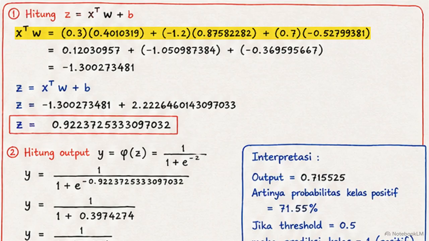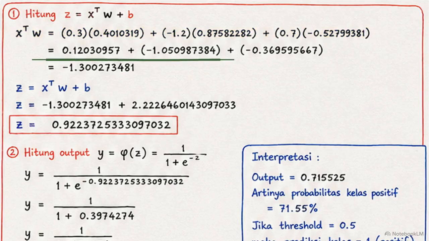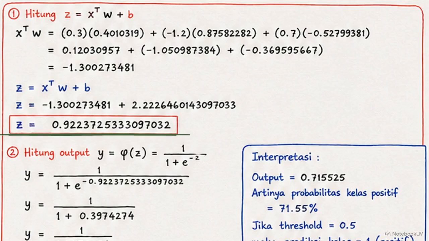We take the first input, 0.3, and multiply it by its specific weight, 0.4010319. We repeat this pairwise multiplication for the second and third inputs, and then add those three products together. By adding our bias value to that total, we land on a final z value of exactly 0.922.